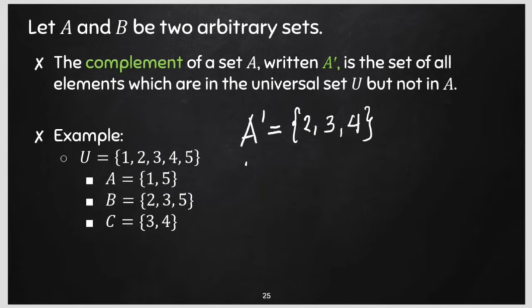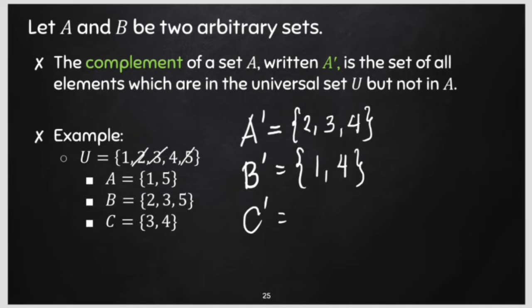Next, if we try to find the B complement, the elements in B are 2, 3, 5. So in that case, we remove 2, 3, and 5. The remaining elements in our universal set would be 1 and 4. And then if we try to find the C complement, we have 3 and 4, so we will remove 3 and 4. The remaining elements would be 1, 2, and 5. So these are the complements of A, B, and C.